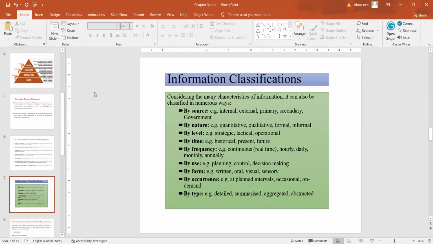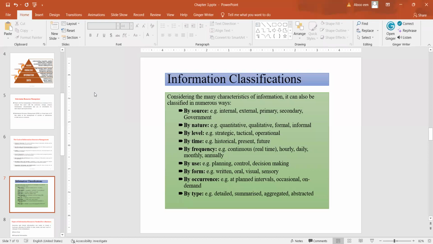Okay. Let's move to information classifications. In this slide, we are going to discuss the various classifications of information. By considering its many characteristics, we may classify information into various categories, like by source. When we think about source, we may classify information as internal, external, primary, and secondary. By source, we may say internal data, external data, primary data, secondary data.